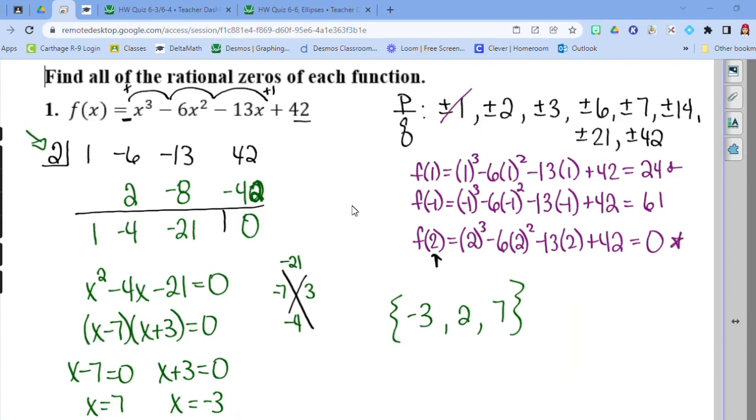Your total number of zeros possible should not be bigger than the index. So this is x to the 3rd, so at most, I can have 3 answers here. This is what I look for in my final answer on this one.